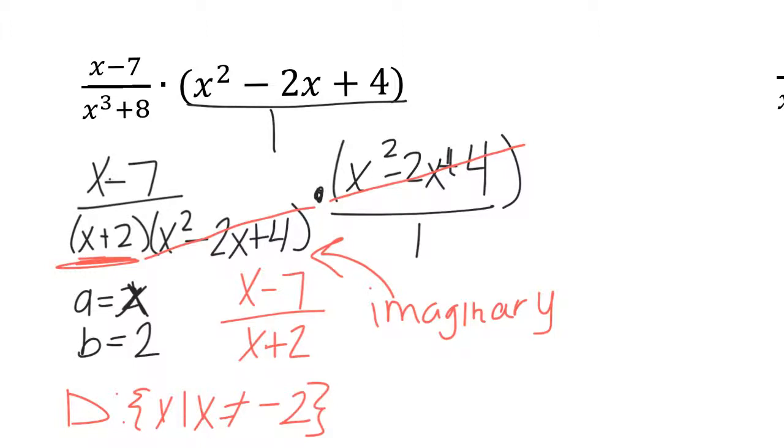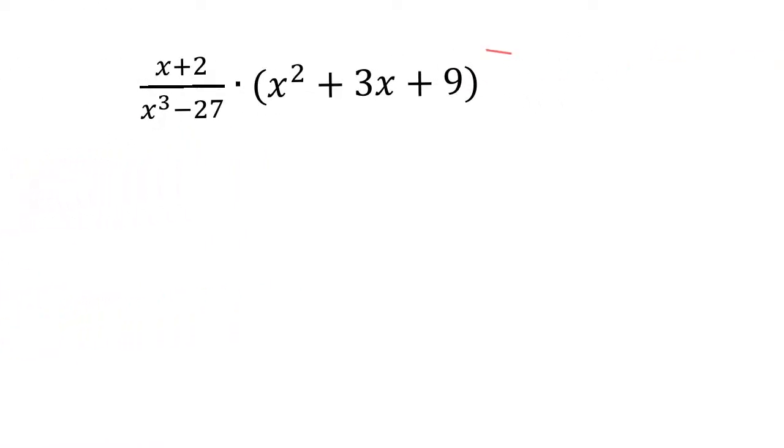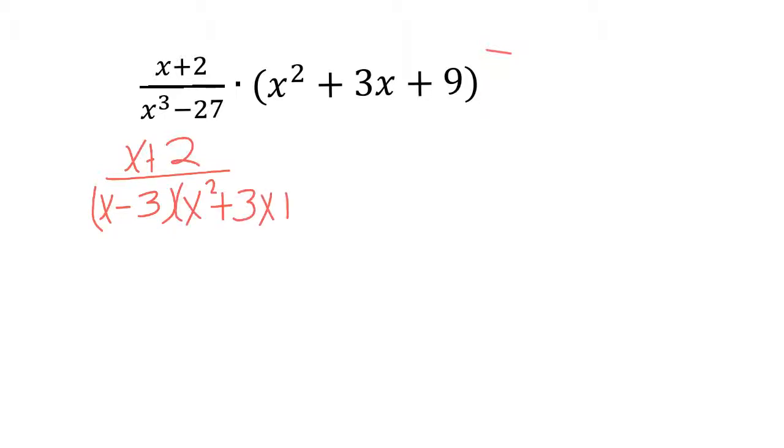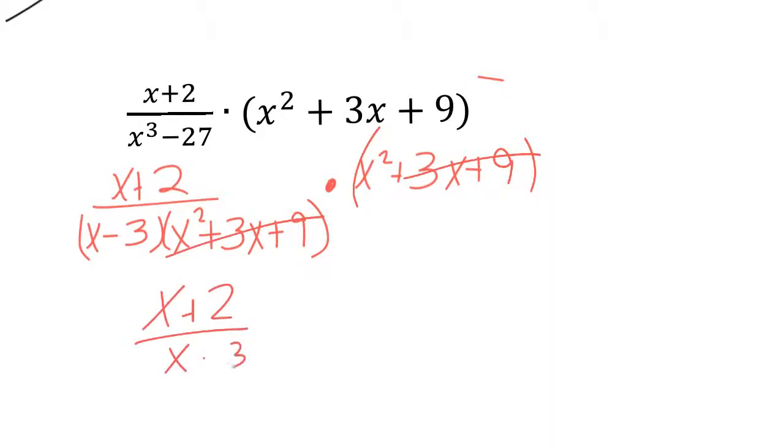Okay, I'll have you do this one. Pause it, do the problem, unpause it. Okay, here we go. I get x plus 2 over x cubed minus 27, which is x minus 3 times x squared plus 3x plus 9. That's my difference of cubes pattern that we talked about the other day, times the x squared plus 3x plus 9, which cancels, so we get x plus 2 over x minus 3.